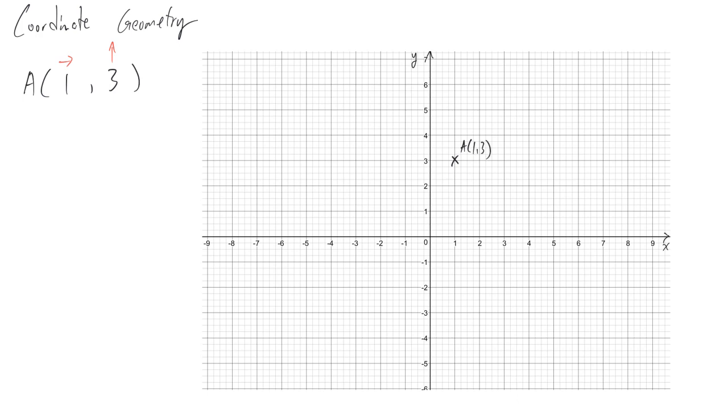For a similar reason, we can also draw another point B. Let's say it's (-3, 0). That means we go left by 3 and don't move up or down from the origin. We move left by 3, we reach the -3 horizontal position, and then we don't go up or down, so the height remains 0. So this point is our point B here.